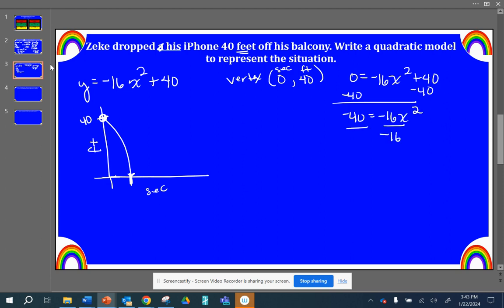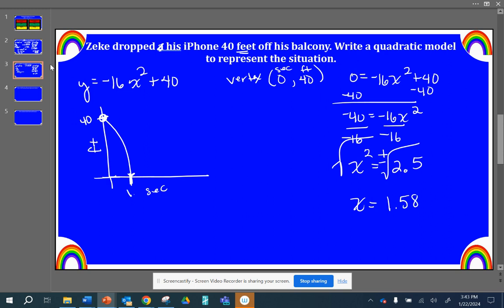Divide by -16. And so 40 negative divided by negative is positive. So I'm going to get x squared equals 2.5. And then we're going to take the square root, the positive and negative. Of course, we're only concerned with that positive root because we're talking about time. So the square root of 2.5 gives us about 1.58.